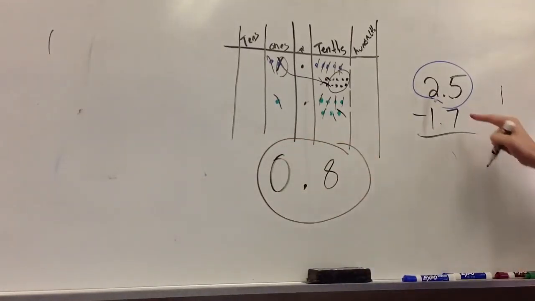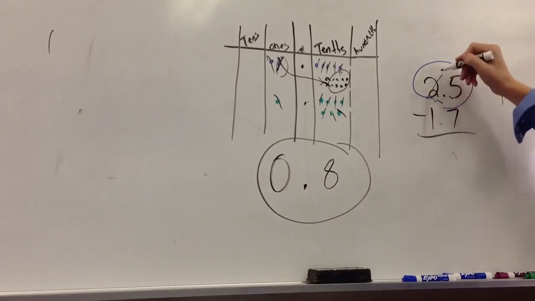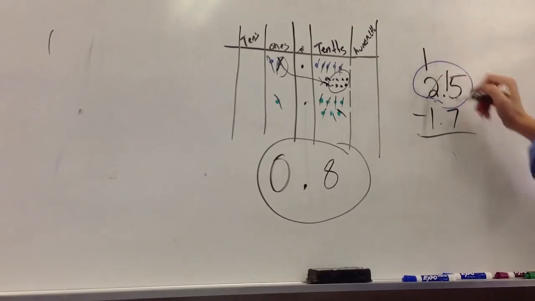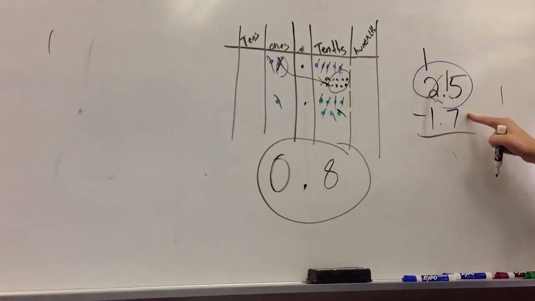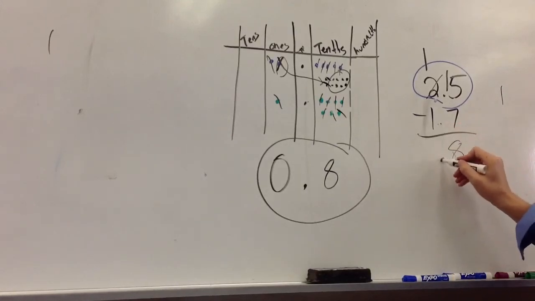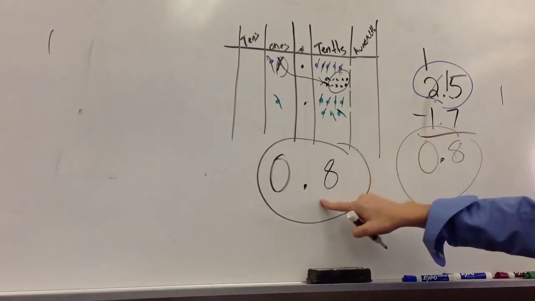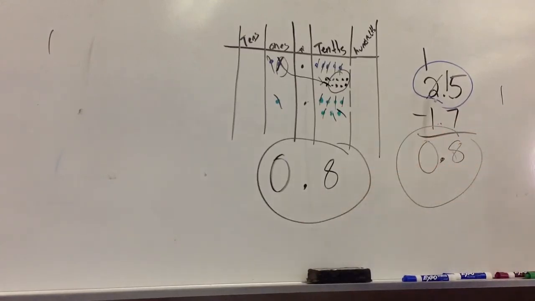Let's see if this is correct. 7 minus 5 I cannot do. So I need to make that into 1 because I'm borrowing and make this into 15. 15 minus 7 equals, let's see, 8. Yes. Carry my decimal down. 1 minus 1 is 0. 8/10, 8/10, same answer. That's how you do it.